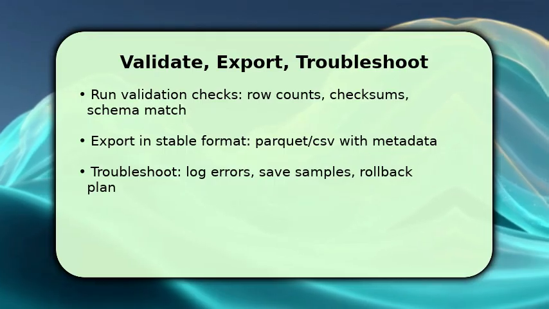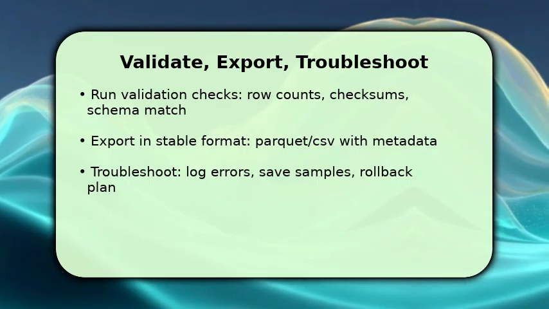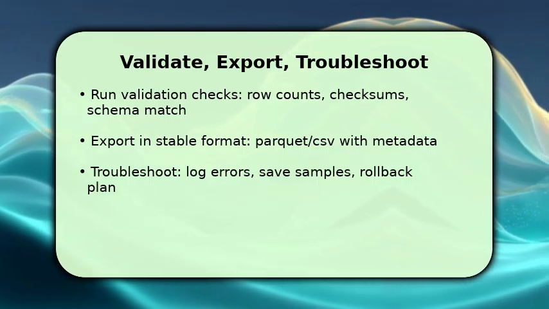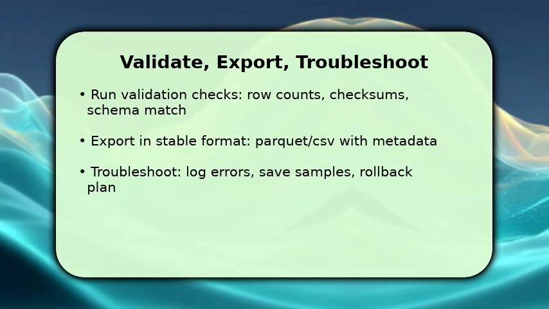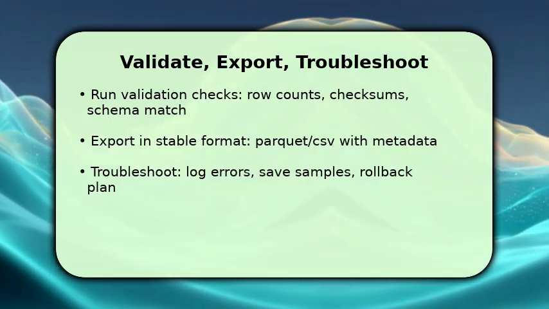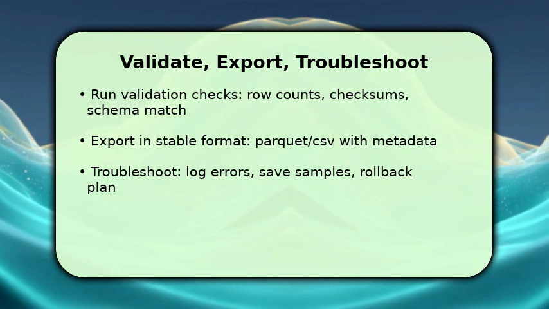If you hit unexpected issues, log error samples, save a failing subset, and revert to the previous stable snapshot so work isn't lost. One key troubleshooting tip: if results diverge, rerun only the failing transformation on a saved sample to isolate the root cause quickly.